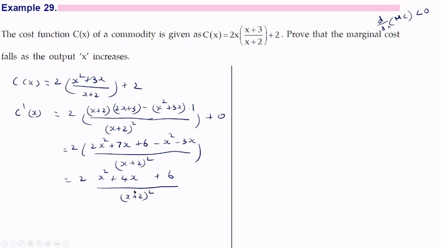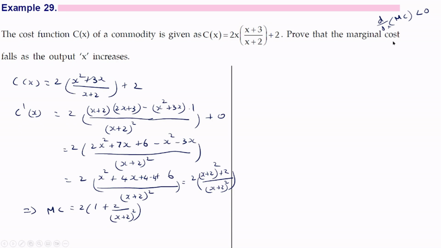Here let us complete the squares in this part. So here we have x² + 4x. I am adding and subtracting 4, so that we get this as 2 into [(x + 2)² + 2] upon (x + 2) the whole square. Now this c dash of x is nothing but the marginal cost. If we simplify, we get it as 2 into [1 + 2 by (x + 2)²]. This implies marginal cost is equal to 2 into [1 + 2 by (x + 2)²].